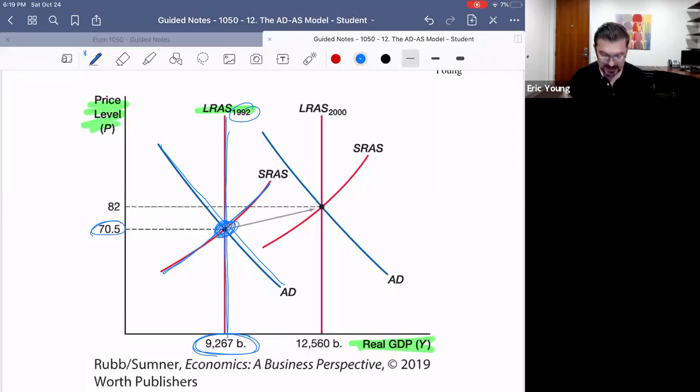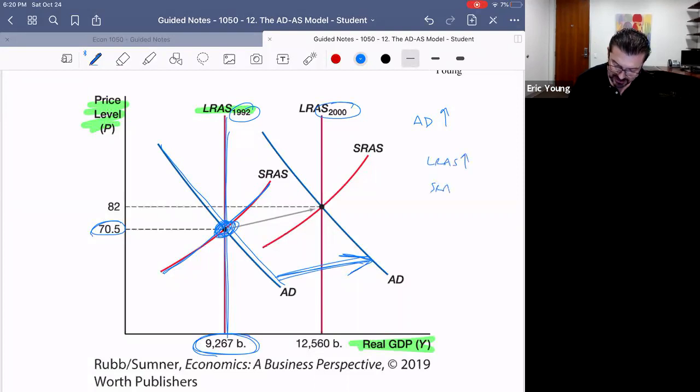Well, between 1992 and the year 2000, we saw a massive increase in business spending, which led to a huge increase in the AD curve. If everything else were equal, you would have expected this to cause some pretty decent inflation. But everything else was not equal, because at the same time that AD went up, we had that productivity boom. So we saw both LRAS and SRAS go up. So here, I'll put it in red, you can see the increase in our supply curves.